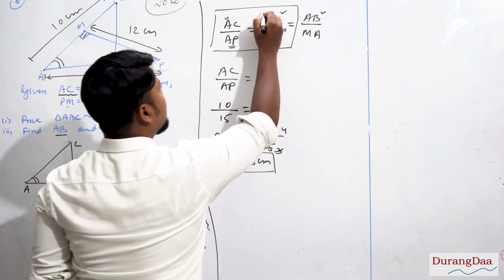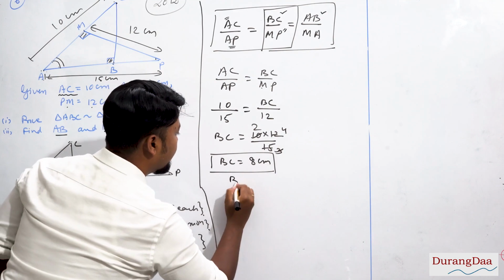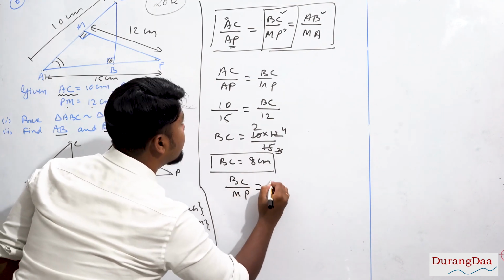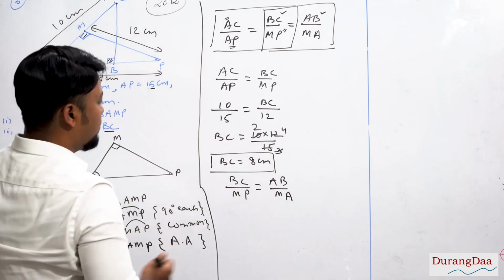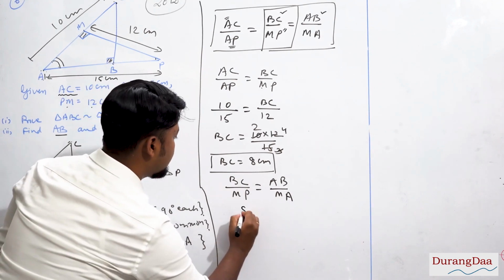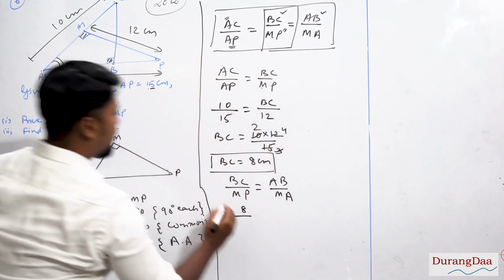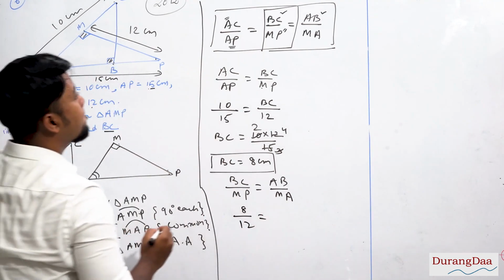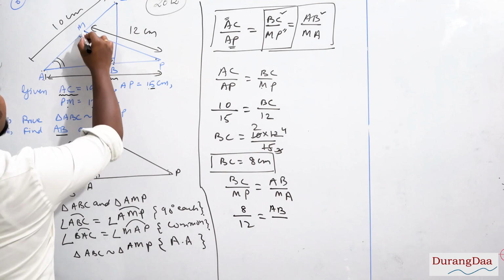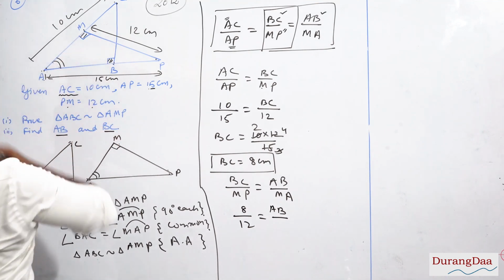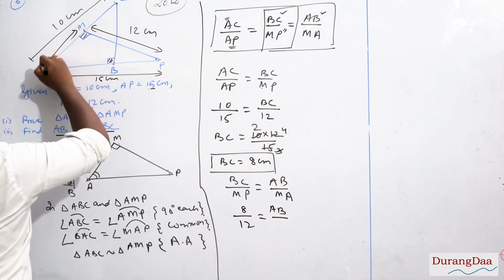Now time to use these two terms. Again write down the ratio. BC by MP equals AB by MA. Put all the values now. Value of BC is 8. MP is how much? MP is 12. And the value of AB we have to calculate, and the value of MA also is not known. So we have to first calculate the value of MA.